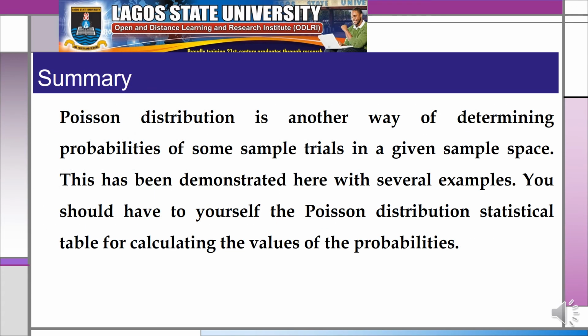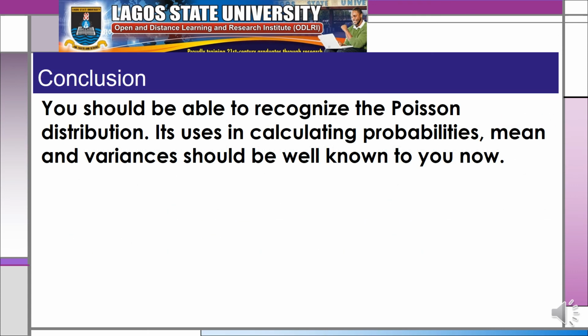Summary. The Poisson distribution is another way of determining probabilities of some sample trials in a given sample space. This has been demonstrated here with several examples. You should have for yourself the Poisson distribution statistical table for calculating the values of the probabilities. You should be able to recognize the Poisson distribution and its use in calculating probabilities. Means and variance should be well known to you now.